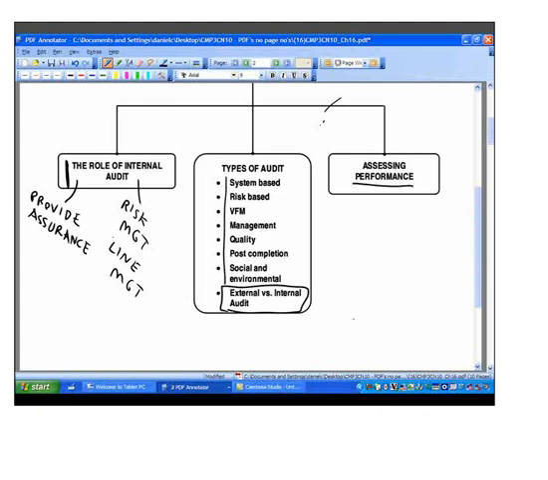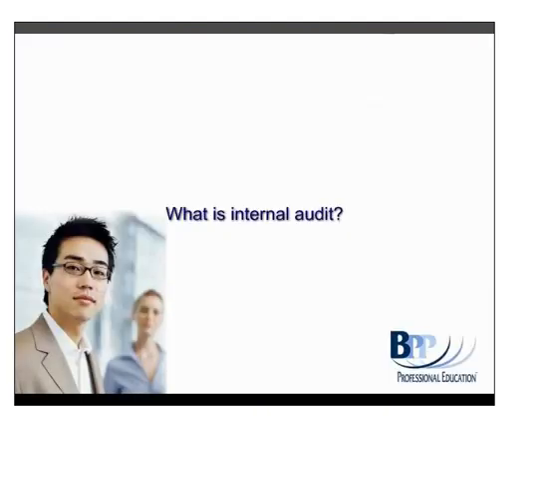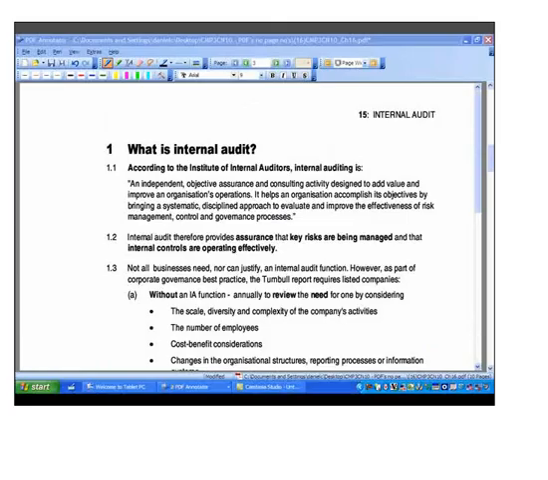We're going to start off with the definition of internal audit supplied by the Institute of Internal Auditors, and I'll just pick out a couple of key terms here. An internal audit function needs to be independent and objective. An internal audit is an independent assessment of something. So it can't be done by the people who are actually carrying out an operation. It needs to be done by someone who is outside the operation.